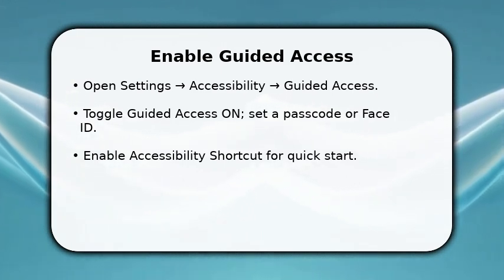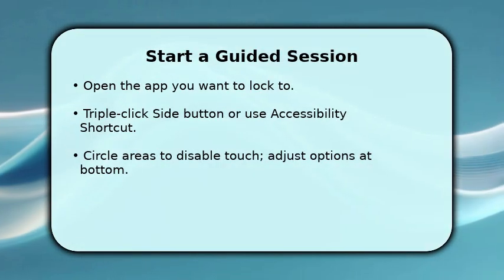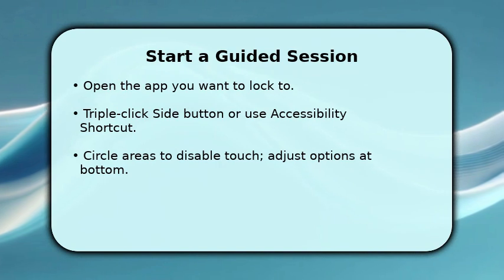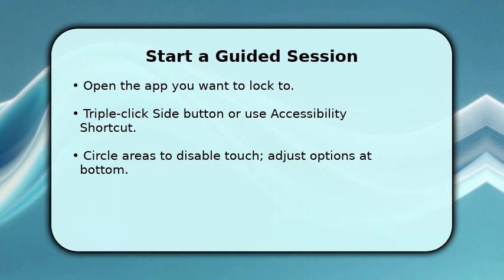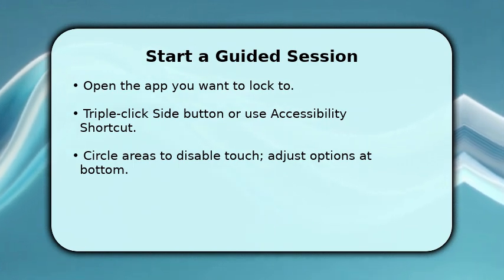With Guided Access enabled, open the app you want to lock the device to. This is where you control interaction. Once in the app, triple-click the side button or use the Accessibility Shortcut to start Guided Access.